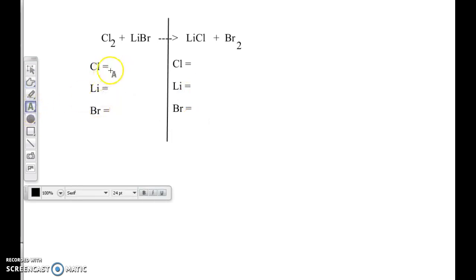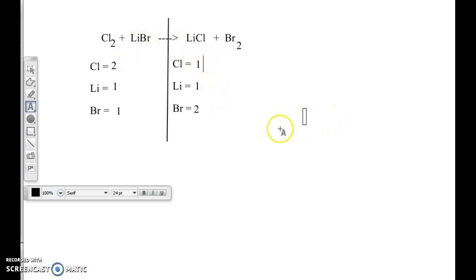All right, how many atoms of chlorine are on the reactant side? 2. How many lithium atoms are on the reactant side? 1. How many bromine atoms are on the reactant side? 1. How many chlorine atoms are on the product side? 1. How many lithium atoms are on the product side? 1. How many bromine atoms are on the product side? 2. All right, so let's check it out.